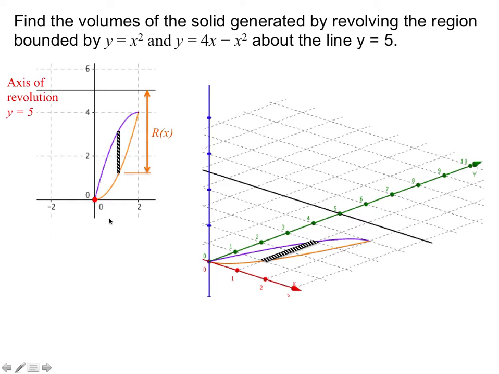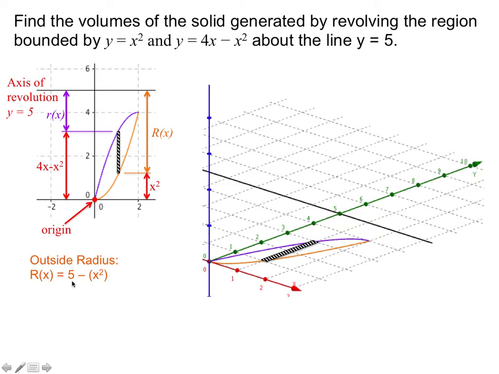And so when we have to write the expressions for big R and little r, we have to remember that the function itself, like this is x squared, that's with respect to this origin here. So x squared is really this measurement right here. So the radius of rotation then is really 5 minus x squared. And likewise, for the inside surface, the purple surface is 4x minus x squared relative to the origin. So this little radius here is really 5 minus this.